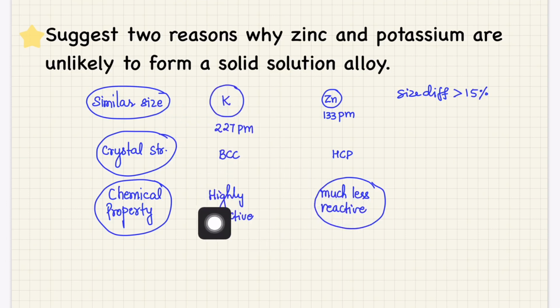So all these dissimilarities between potassium and zinc explain the reason why they are not forming a solid solution alloy. These dissimilarities are the reasons.